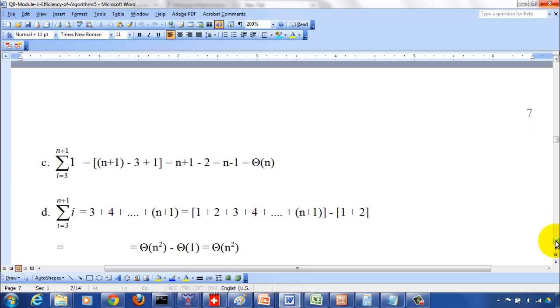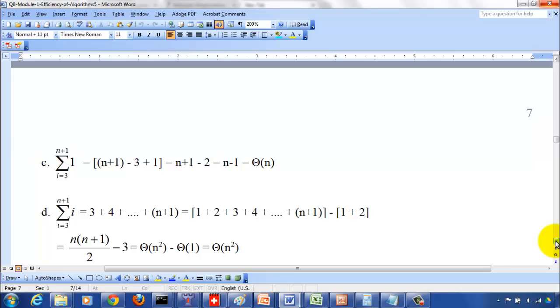Now this is sigma i equals 3 to n plus 1 of 1. We can apply the upper limit minus lower limit formula. So it's n plus 1 minus 3 plus 1, so it is n plus 2 minus 3. So it's n minus 1, which is theta of n.